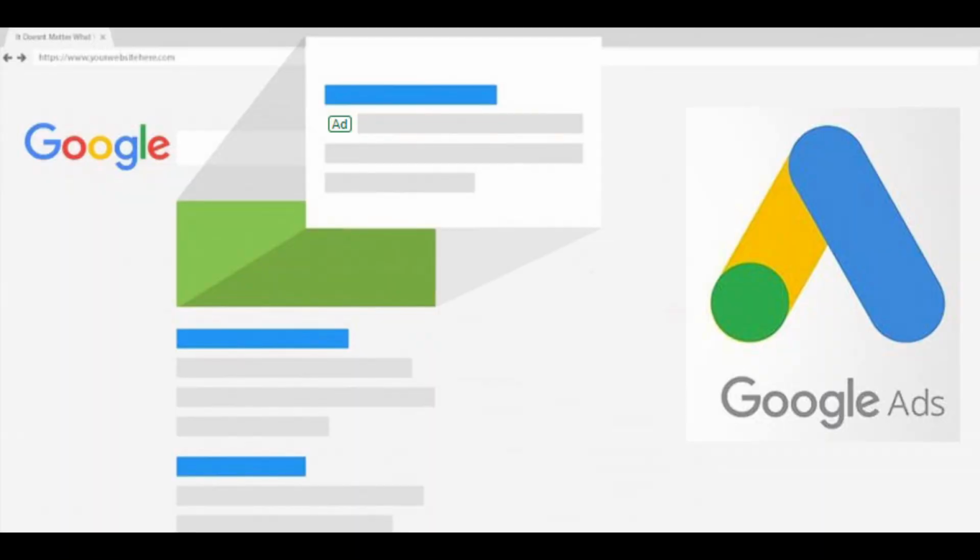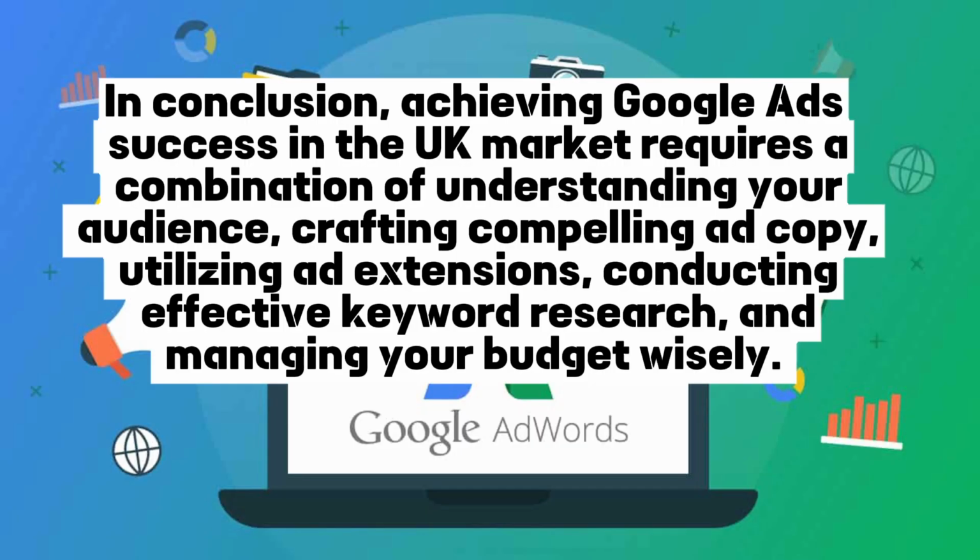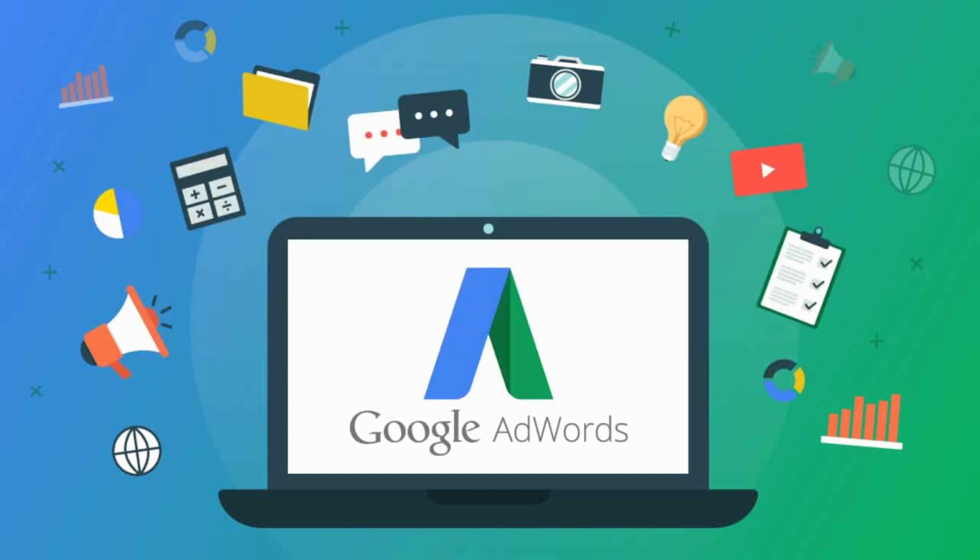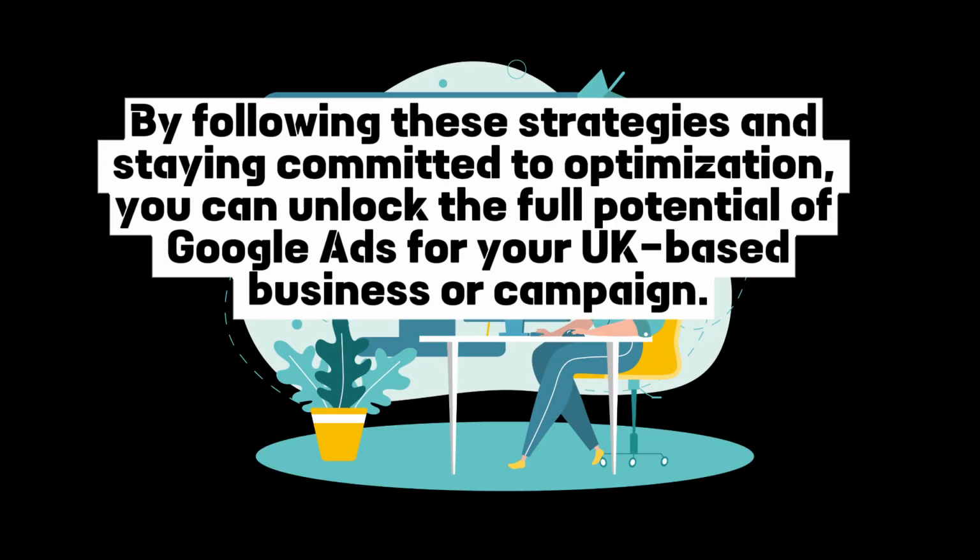Conclusion. In conclusion, achieving Google Ads success in the UK market requires a combination of understanding your audience, crafting compelling ad copy, utilizing ad extensions, conducting effective keyword research, and managing your budget wisely. By following these strategies and staying committed to optimization, you can unlock the full potential of Google Ads for your UK-based business or campaign.